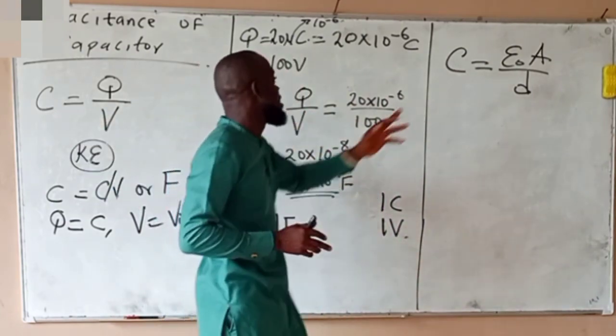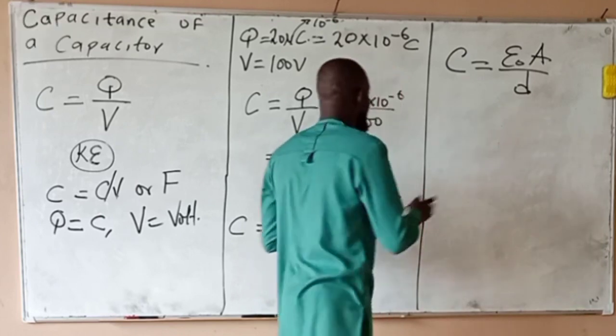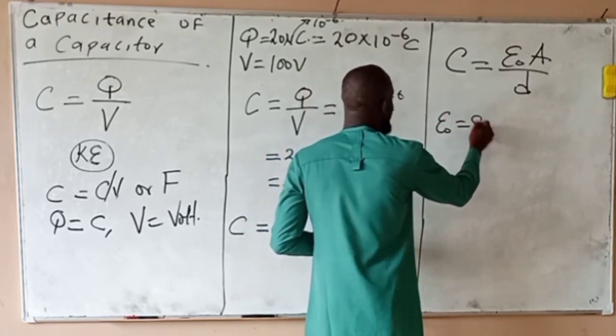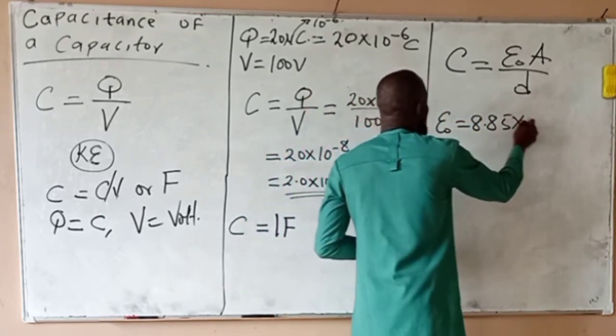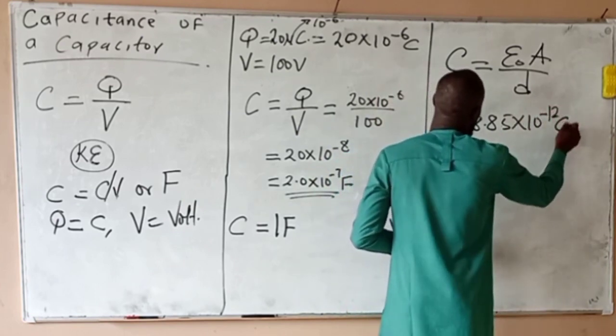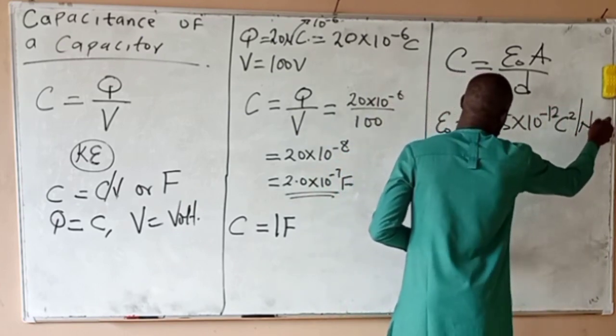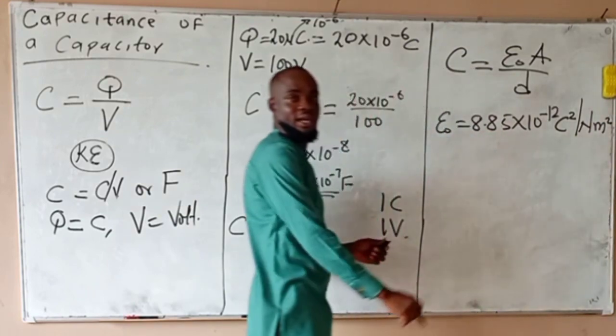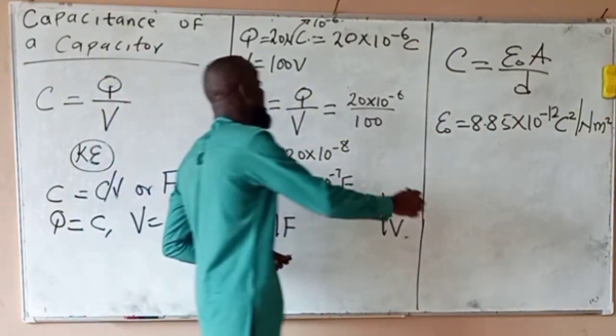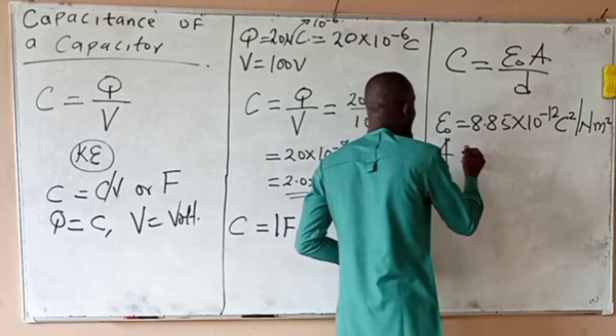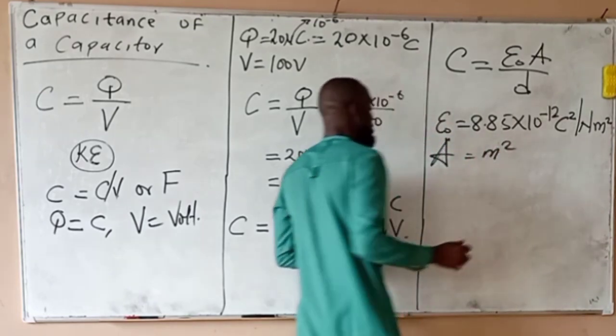Now what is epsilon naught? The permittivity of free space, which is 8.85 times 10 to the power minus 12 coulomb square per newton meter square. Take note, that is the unit of epsilon naught. Then what is A? A is area. That is area in meter square. That is the unit. Take note.